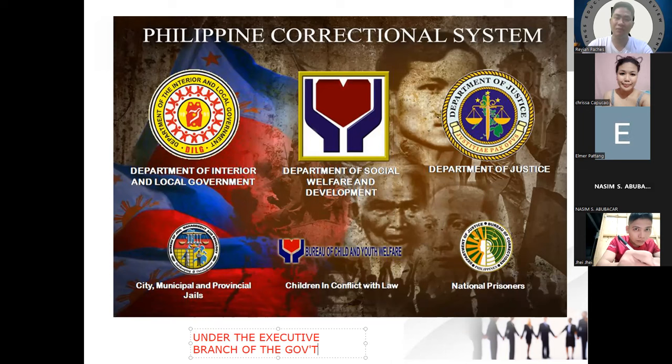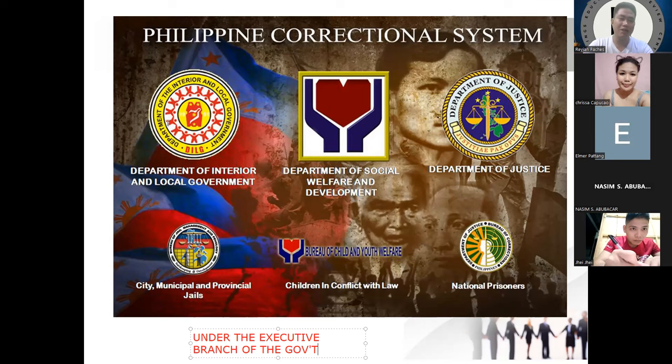Ulitin natin. Kung sa law enforcement agencies, meron tayong tinatawag na tri-bureau: yung Philippine National Police, BJMP, and BFP. Dito naman sa correction, meron tayong Philippine Correctional System Tri-Bureau. That is composed of the Department of Interior and Local Government or the DILG, the Department of Justice, and the Department of Social Welfare and Development.